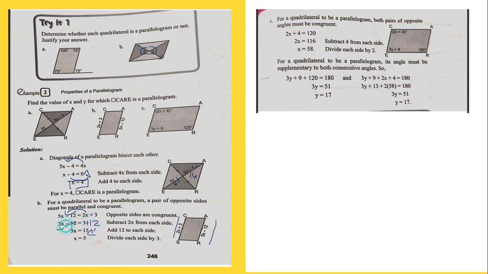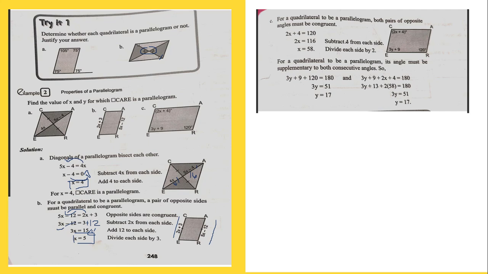Okay, so ito wala na to. Syempre, transfer na natin siya. So, 3x minus 15. Tapos, divide both sides by 3. Then, we have x is equals to 5. Okay, so i-substitute lang nyo yung x dito. Then, parehas na sila ng measurement.